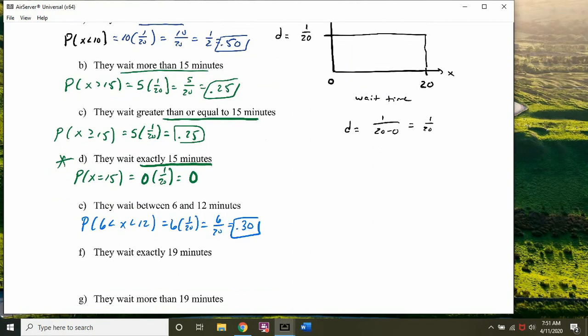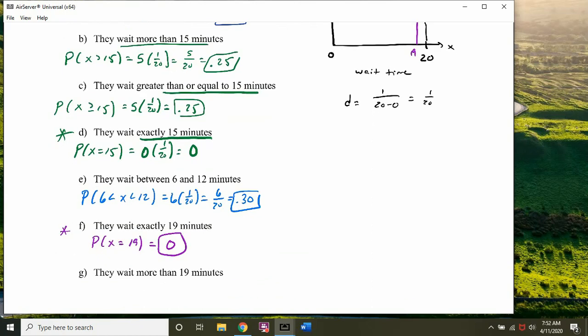And what's the probability they wait exactly 19 minutes? Well, again, that's a lot like part D. Okay, the probability it's exactly 19. Well, I can draw the line at 19, but again, it's got no width, it's got no area, so the probability is 0.